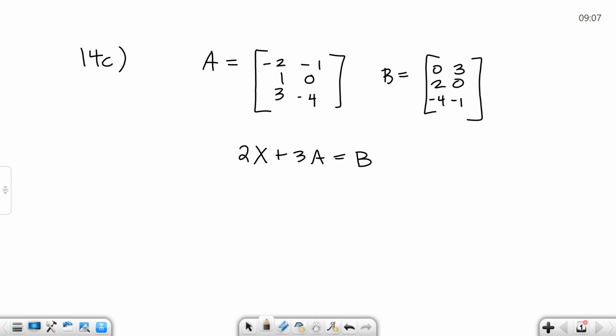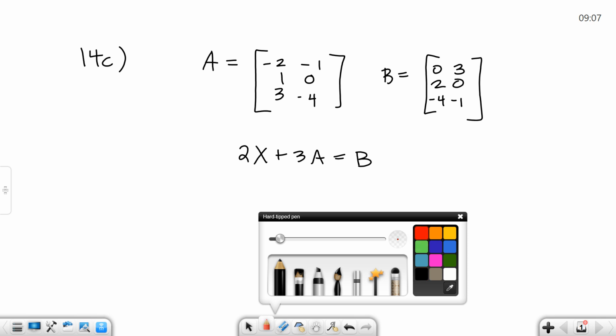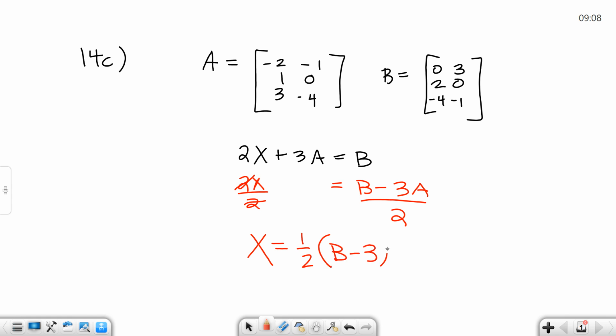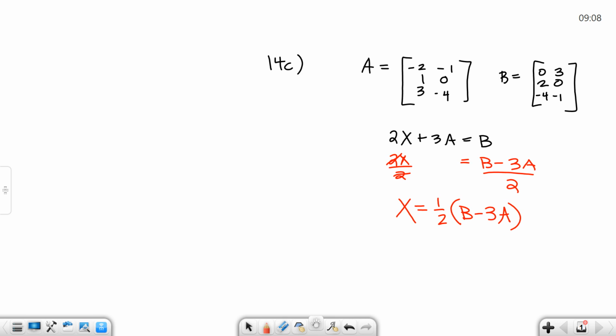So for example, if I took this equation right here and I solve for x, I'm going to say 2x equals b minus 3a. And I can divide both sides by 2. So x would actually equal 1/2 of the matrix b minus 3a. Okay, so if you wanted to find the 3 by 2 matrix B minus 3A and then multiply all of the entries by 1/2, you can get your matrix that way. Okay, so that's a really good way to work it. You can also work it this way.